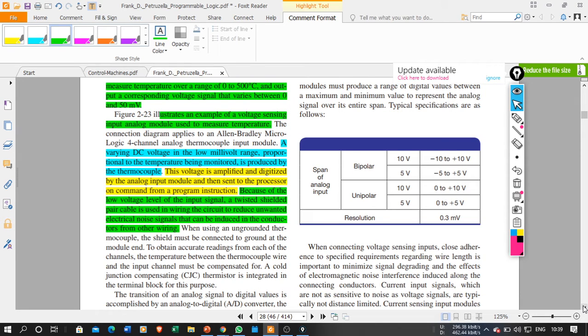And the second thing is that there may be many electrical devices operating there with high voltage. That will produce an electromagnetic field, and that electromagnetic field or electrical noise can distort your original PLC signal. So to avoid that, I need to use twisted shielded pair cable. This is a special type of cable that can be used in wiring of the circuit. This shielding will avoid the electrical noise.